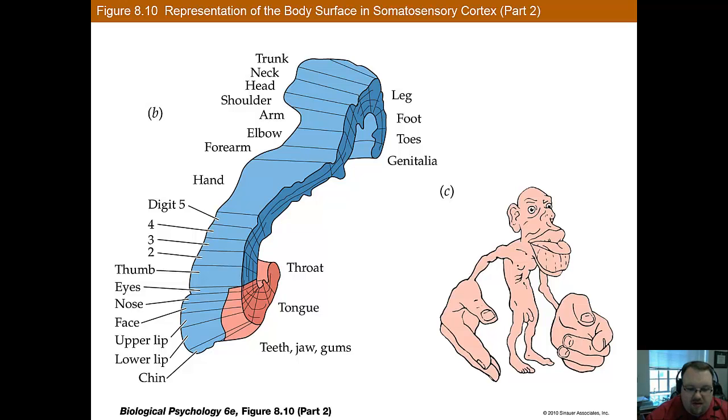Another way to visualize this is the homunculus, which is this guy here, in which the parts of the body are shown in relation to how large they are represented in the cortex. So here you see much more space for the lips and the head and the hands than many other parts of the body. The other thing you'll see here is also where this information is processed. So you see throat, tongue, teeth, all of these are in that secondary somatosensory cortex, whereas everything else is going to be in that primary somatosensory cortex.